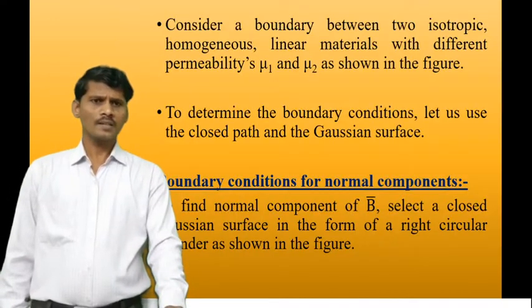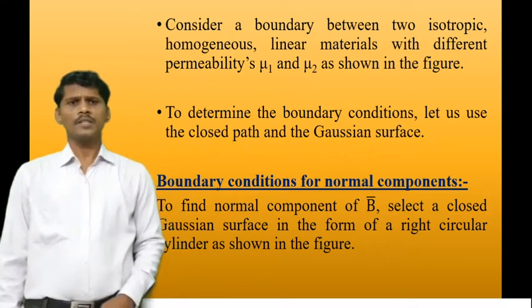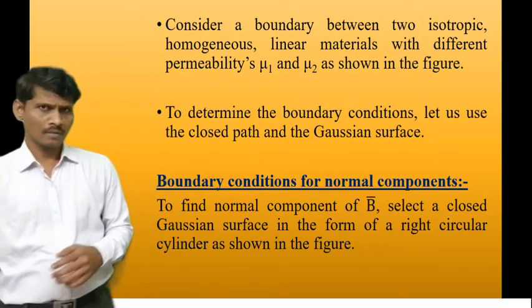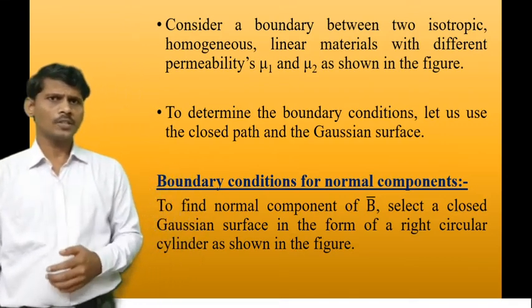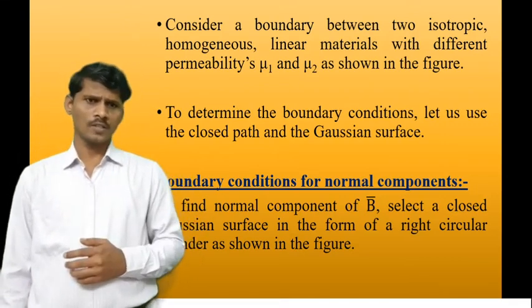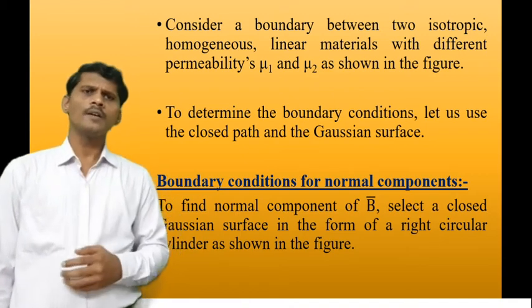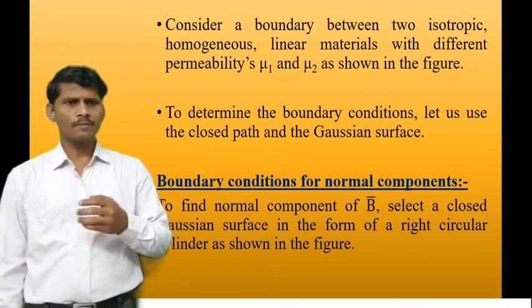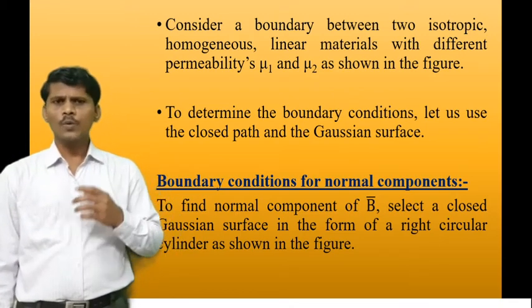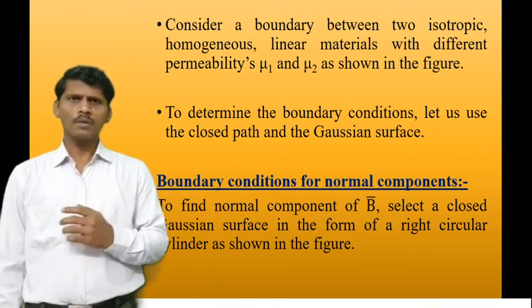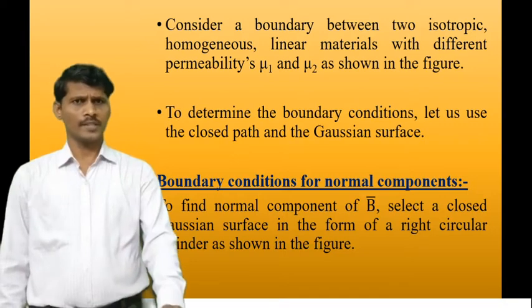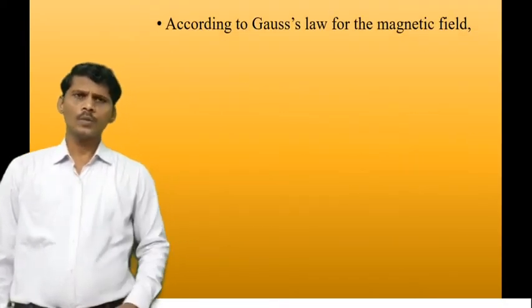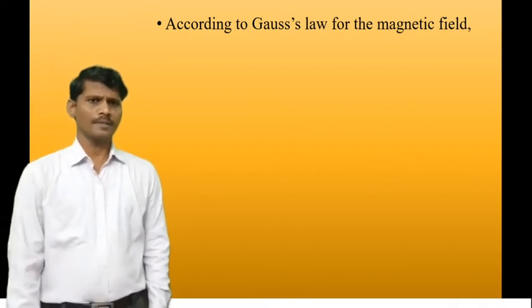So first, calculate the normal component of the magnetic field intensity and magnetic flux density. To find the normal component of the magnetic flux density, select a closed Gaussian surface in the form of a right circular cylinder, as shown in the figure. So, according to Gauss's law for magnetic fields.